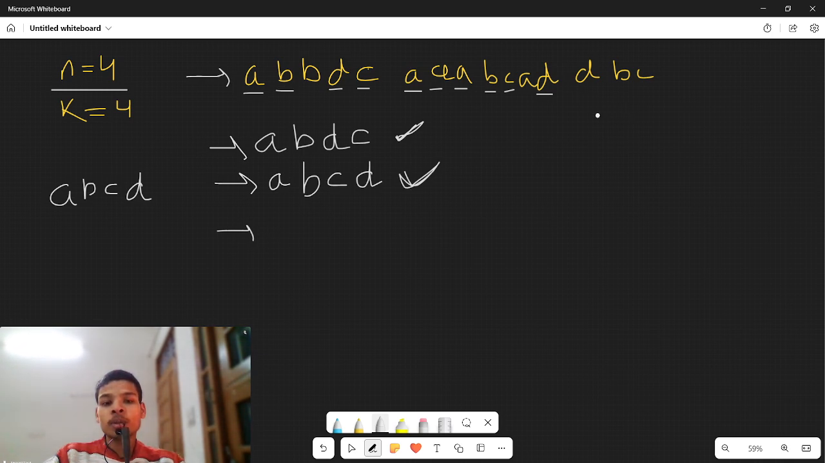Whether D is there in the new pair? No, D is not there. I will put D. Whether B is there? No, B is not there. I will put B. Whether C is there? No, C is also not there. So I will simply put C also. Now my string is empty.